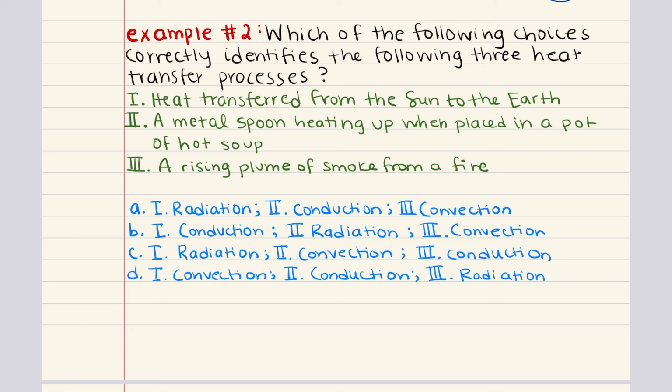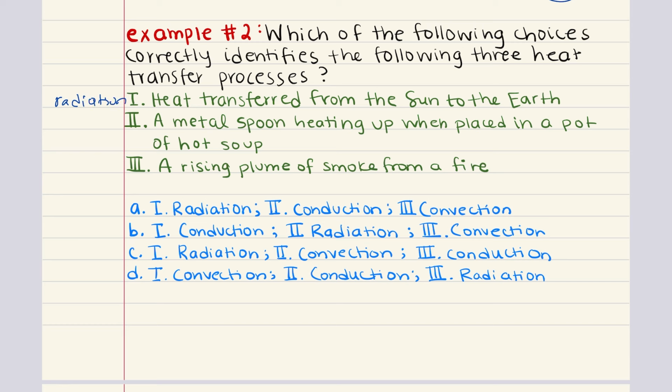Now, for the first statement, heat transferred from the sun to the earth. The heat transfer from the sun to the earth occurs through radiation. Radiation involves the transfer of energy through electromagnetic waves, such as visible light or infrared radiation. This process does not require a medium, and it can occur through the vacuum of space. The sun emits electromagnetic waves that travel through space and reach the earth, warming its surface. Therefore, the correct identification for this process is radiation.